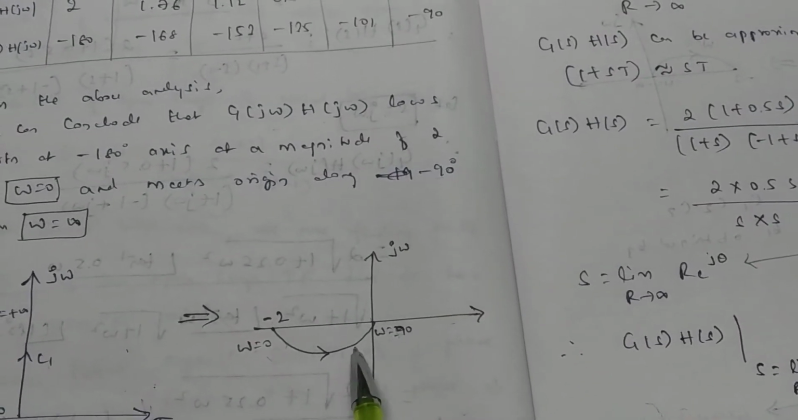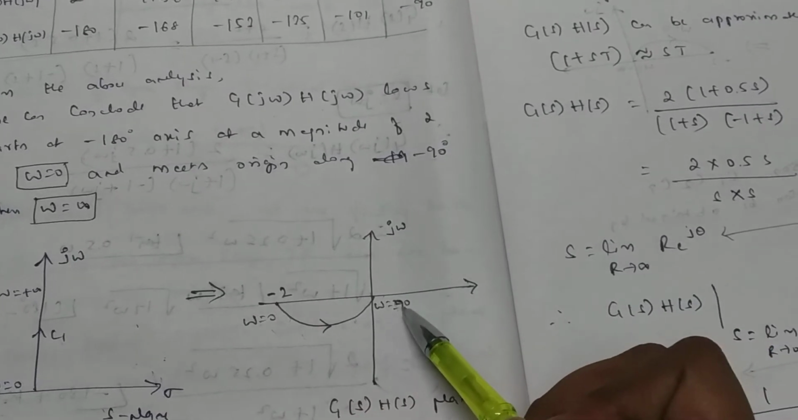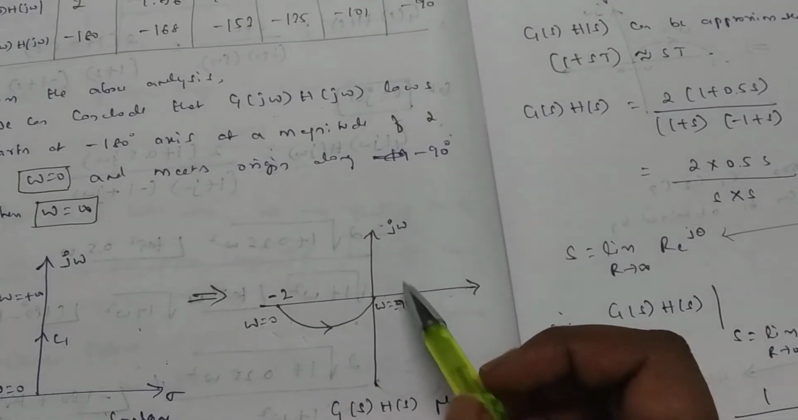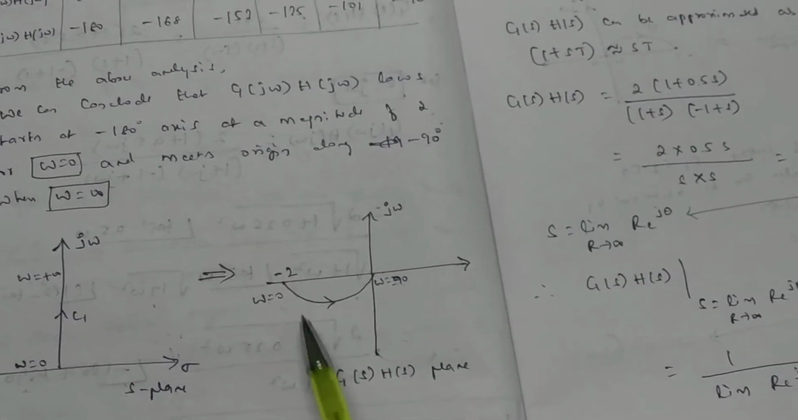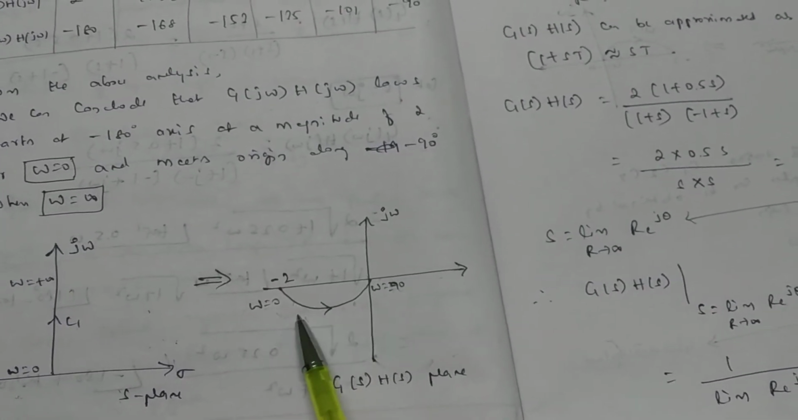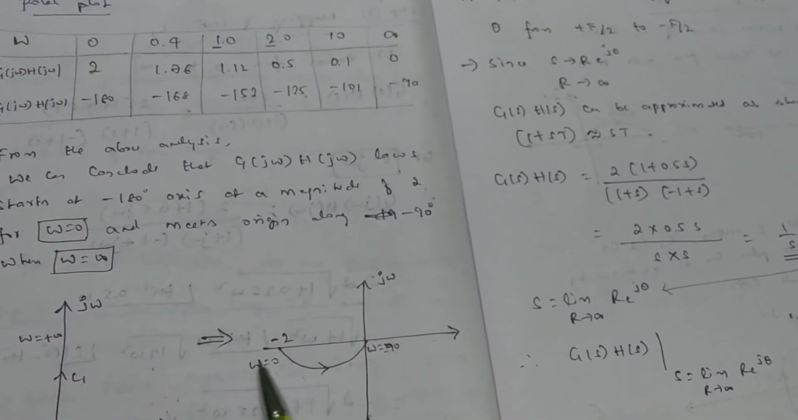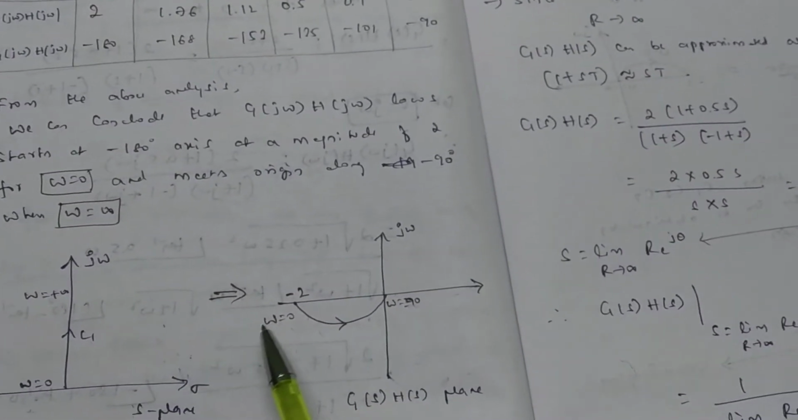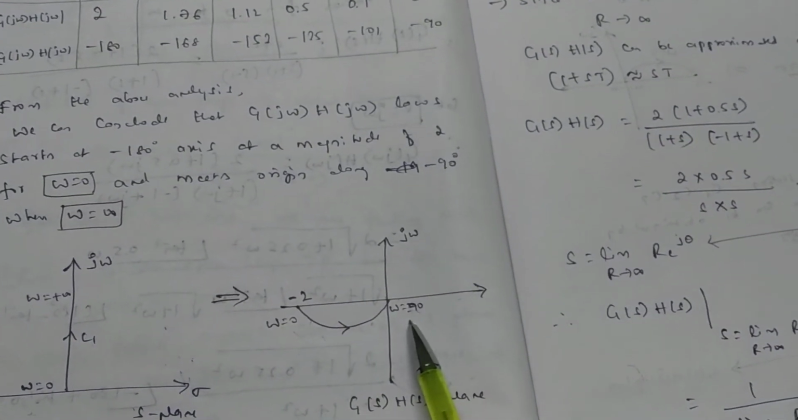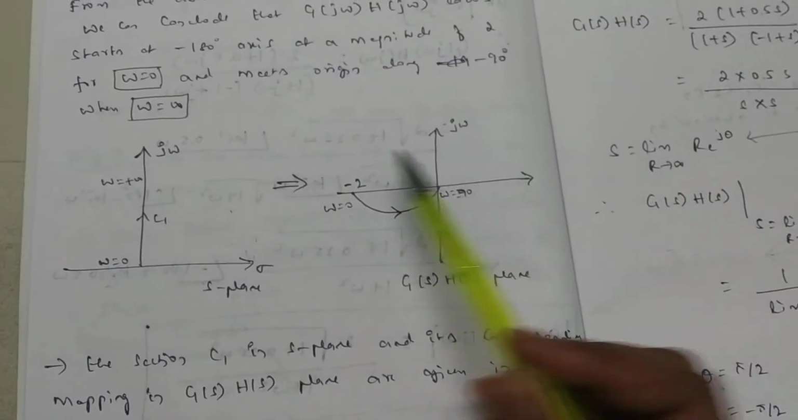Why? Because it is on the left hand side. We are mapping the section C1 by substituting omega 0 to omega infinity and finding the magnitude and angle separately here. So minus 2 because it's on the left side. So we are changing the direction here because it is on the left side. So minus 2 to plus 90 degrees, that is omega equal to 0 to omega equal to 90 degrees from the given S-plane. So this is the section C1.